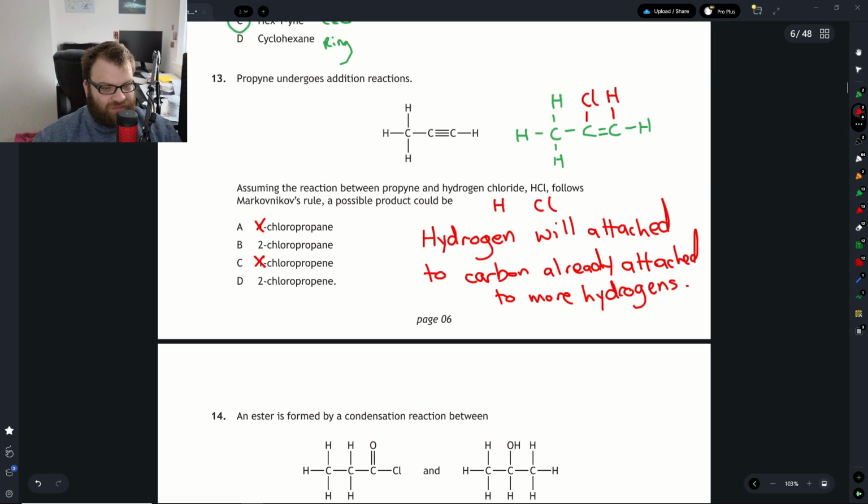The reason it's going to be propene, not propane, is if I was to break the double bond and I have just a single bond here, we would need to use more hydrogens and chlorines. So we would end up with a molecule that has 2 chlorines attached to it. So it'd be dichloro, which is not what we've got here. We're just adding the 1 chlorine and 1 hydrogen, breaking one of the bonds in the triple bond. That gives you your answer of 2-chloropropene, which is D.